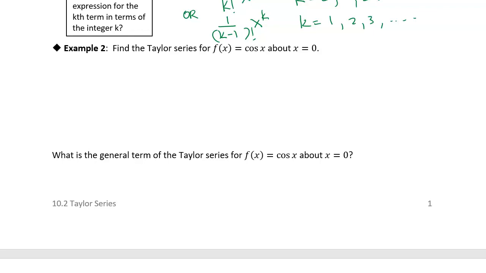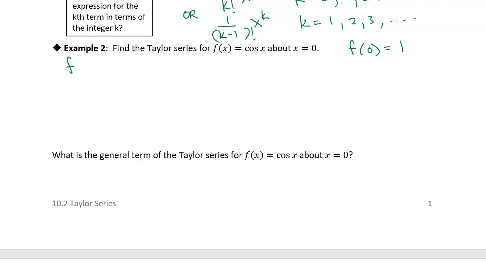In this example, we're asked to find the Taylor series for cosine of x about x equals 0. So we're going to approach this in the same way that we did for Taylor polynomials. So we have f at 0, right? f of 0 is cosine of 0, which is 1. All right. And then we can find the derivatives.